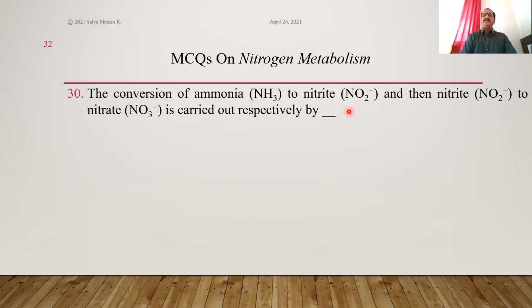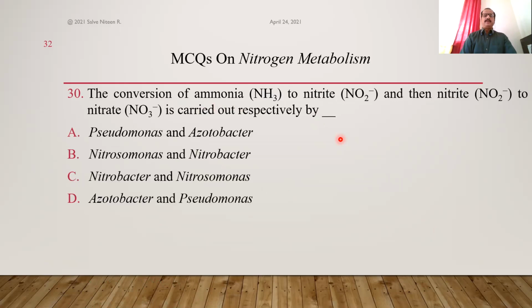Conversion of ammonia to nitrite and then nitrite to nitrate is carried out by, yes, you have to remember that sequence. First step is ammonia to nitrite. It is done by nitrosomonas, and nitrite to nitrate is done by nitrobacter, NOB. You can remember here NOB, NB, nitrobacter, NOB, and this is AOB, ammonia oxidizing bacterium, nitrosomonas, and nitrite oxidizing bacterium, nitrobacter. So here B is the answer.